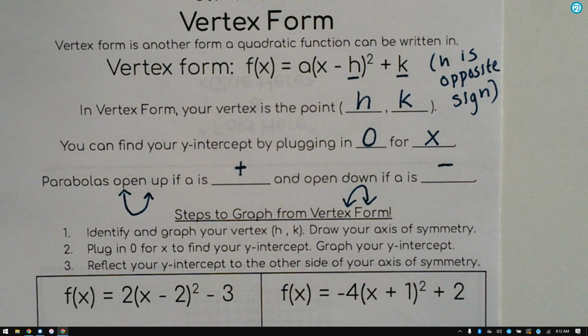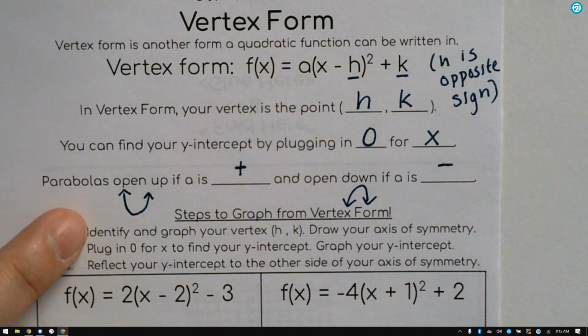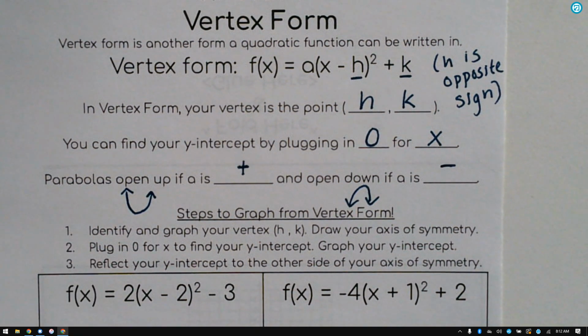Okay. So today when we are making our graphs, when we graph standard form, we graph 5 points. Today we are only graphing 3 points. We are going to identify and graph our vertex. Then we are going to find our y-intercept, and then we're going to do the same reflecting of our y-intercept across our axis of symmetry. So our first step is to identify and graph our vertex (h, k), and to draw our axis of symmetry when we do that.